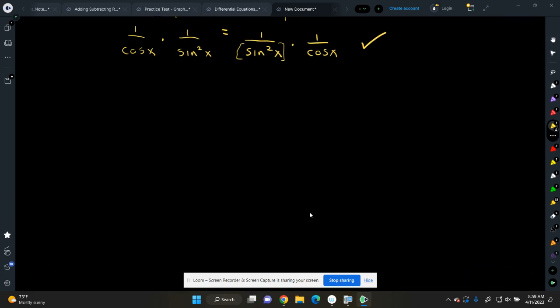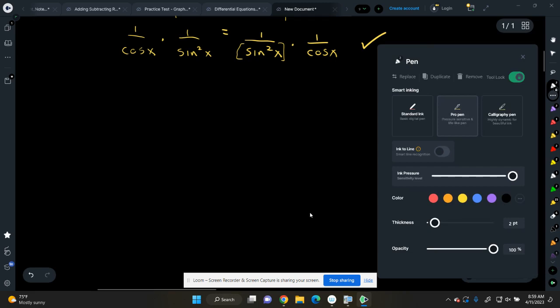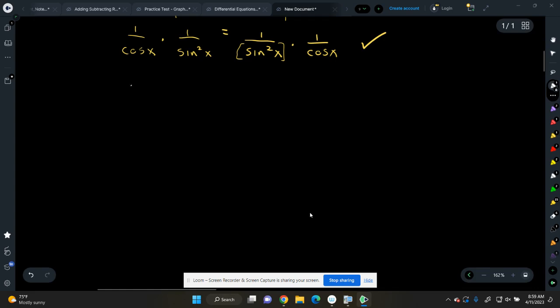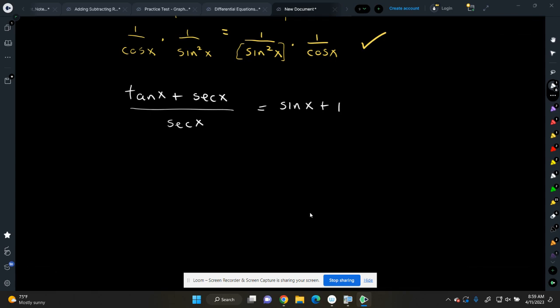We're verifying identities. That means all we're looking to do is get the left and the right side to be the same. So we're looking at tangent x plus secant x over secant x equals sine x plus 1. Looking at this one, there's not really much I can do on the right. I can't simplify the sine at all. So we've got to work on the left.